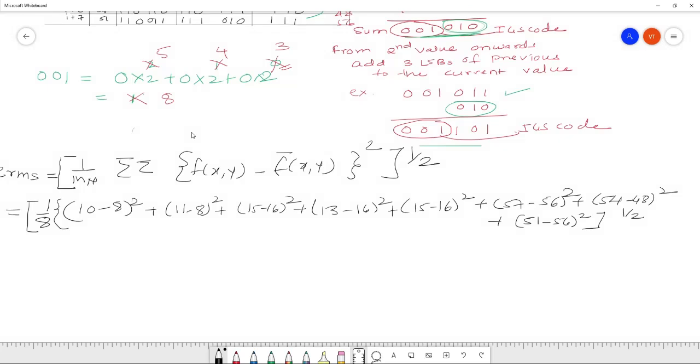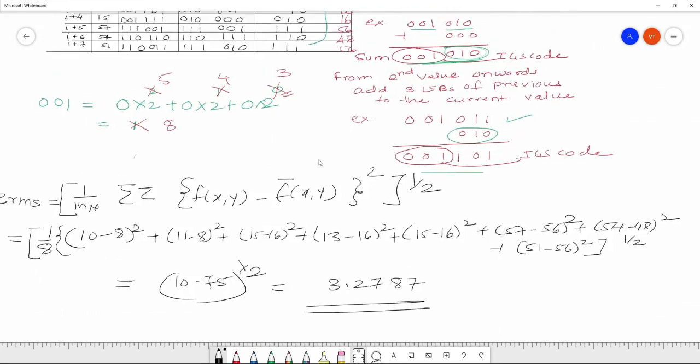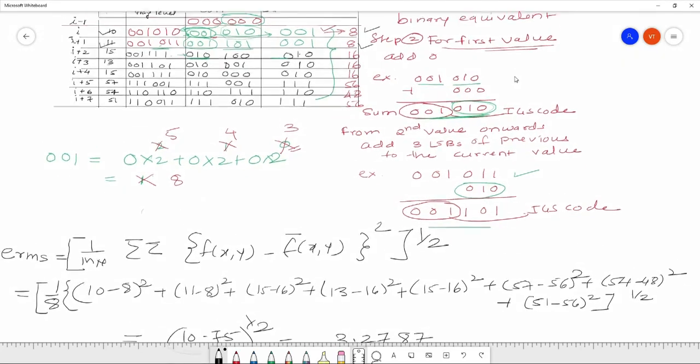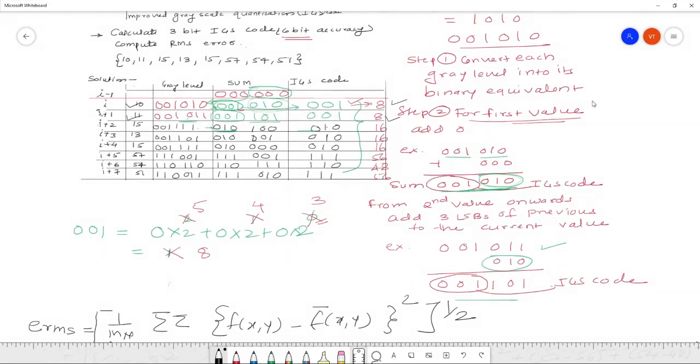After solving this, we'll get 10.75, and its square root is around 3.2787. So this is the ERMS. I will give you more problems to solve. If you have any difficulties or doubts, you can call me anytime.